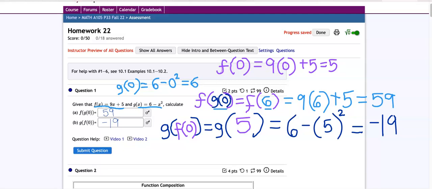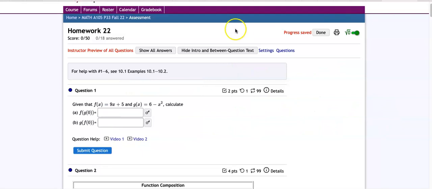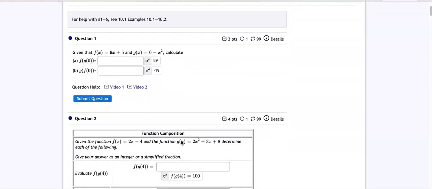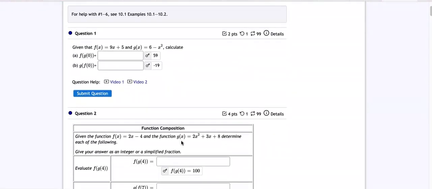Okay, so now I'm going to clear all this. I'm going to select Show Answers so that we can see the answers as I go through. This one was 59 and negative 19. We already know that. But I want to have the answers up here so that we can continue to see what those answers will correspond to.